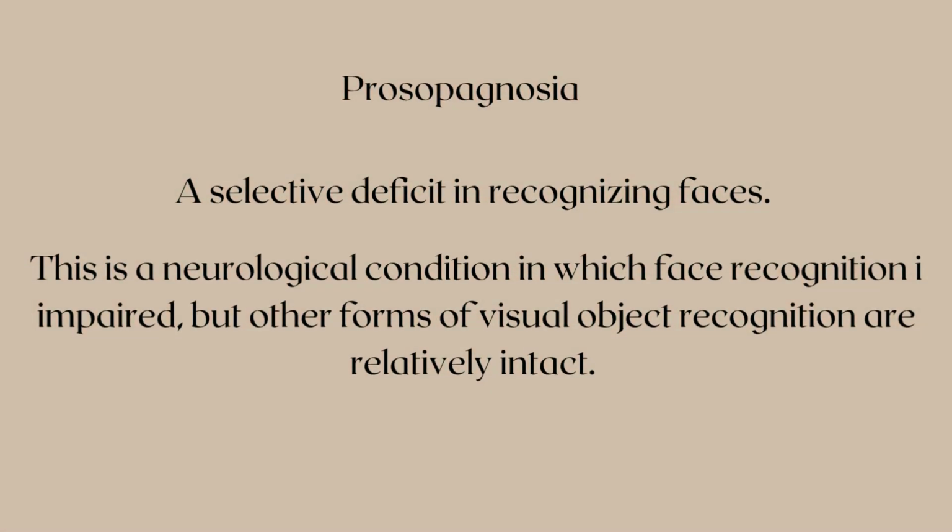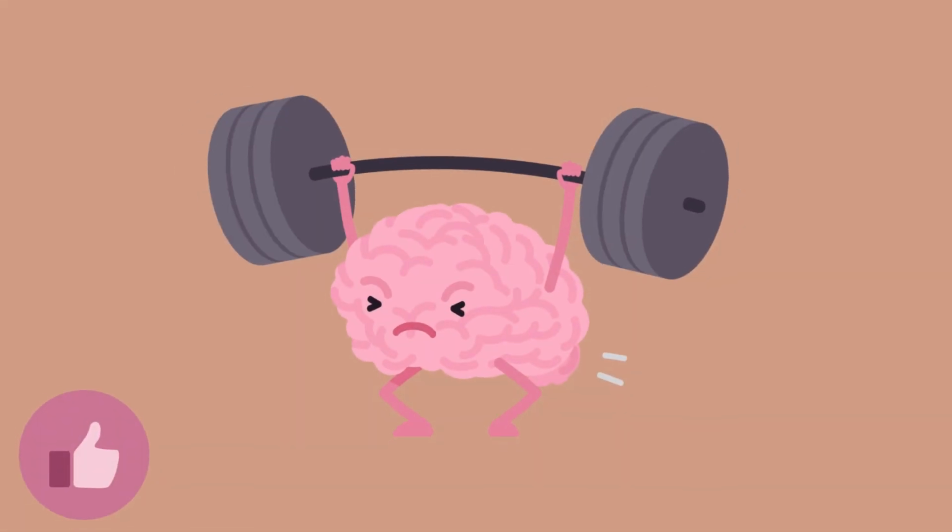Now, if we were to not have this part of our brain, or if there was a deficiency in this part of our brain, then we would have the disorder prosopagnosia. It's a selective deficit in recognizing faces. This is a neurological condition in which face recognition is impaired, but other forms of visual object recognition are relatively intact.